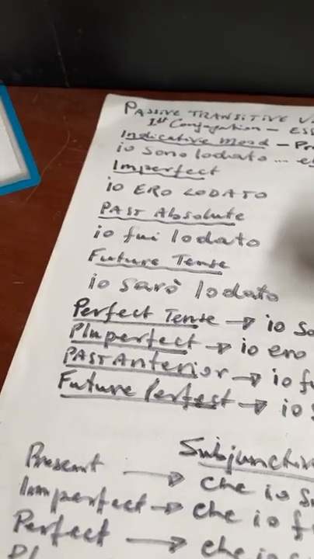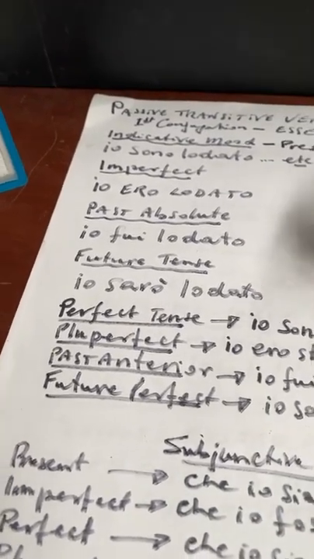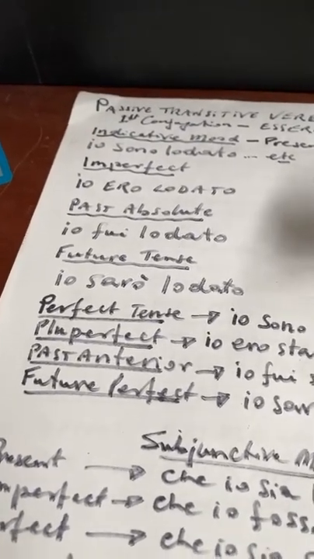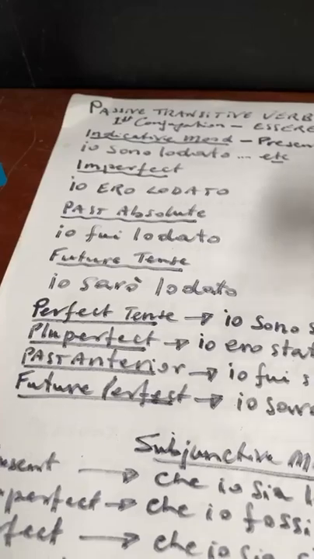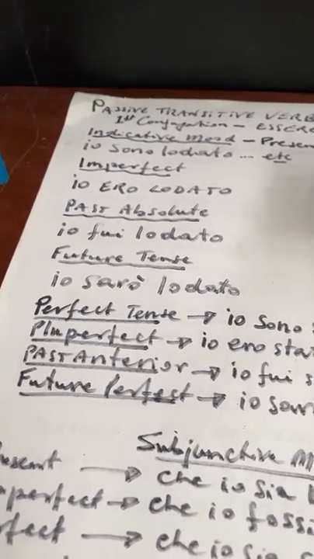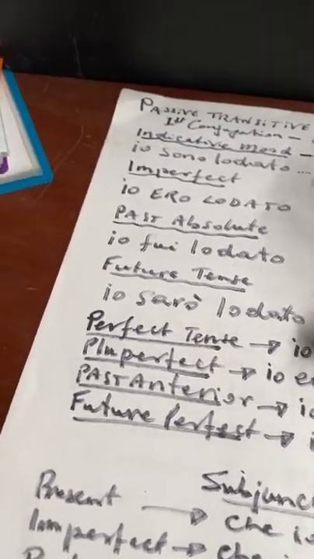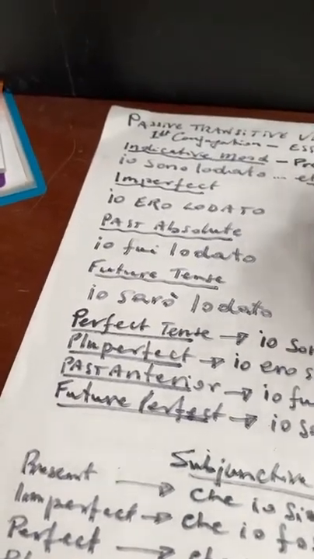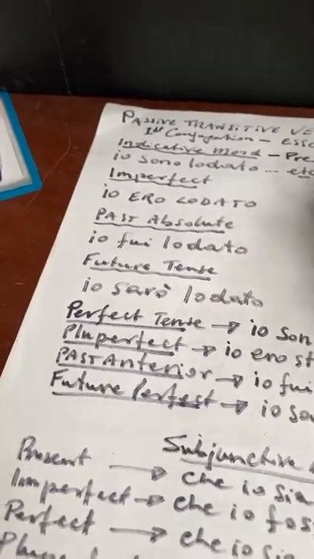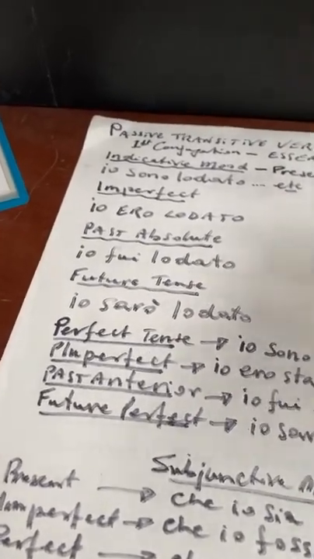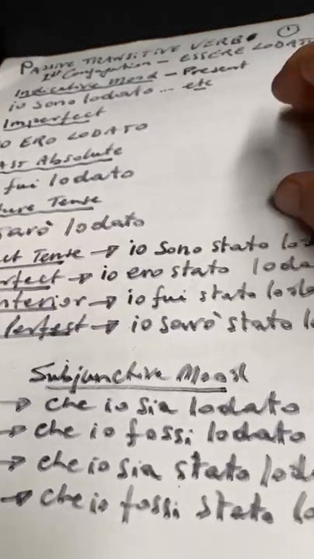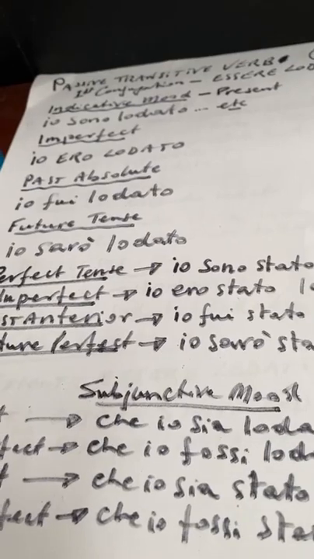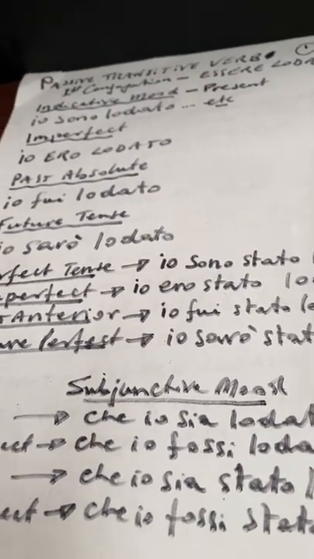And in the feminine is io sarò lodata, tu sarai lodata, lei sarà lodata, noi saremo lodate, voi sarete lodate, loro saranno lodate. So here we've done the present, imperfect, past absolute and future tense of the verb lodare, to praise. But then you've got the composite tenses. Here they are. Now, with the composite tenses, again, the auxiliary verb is essere, to be.